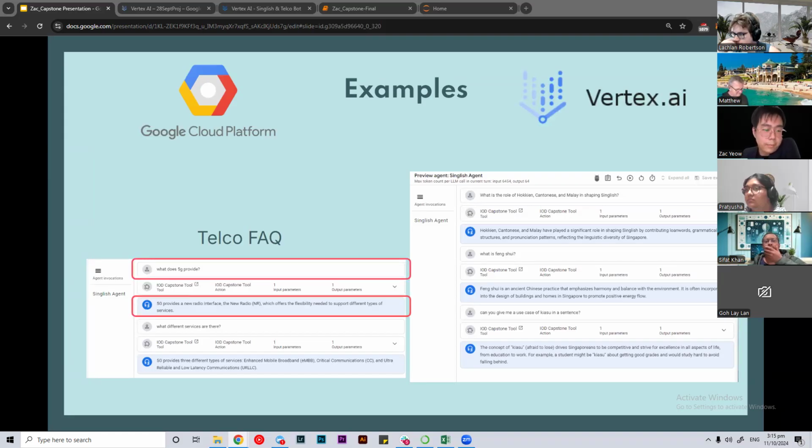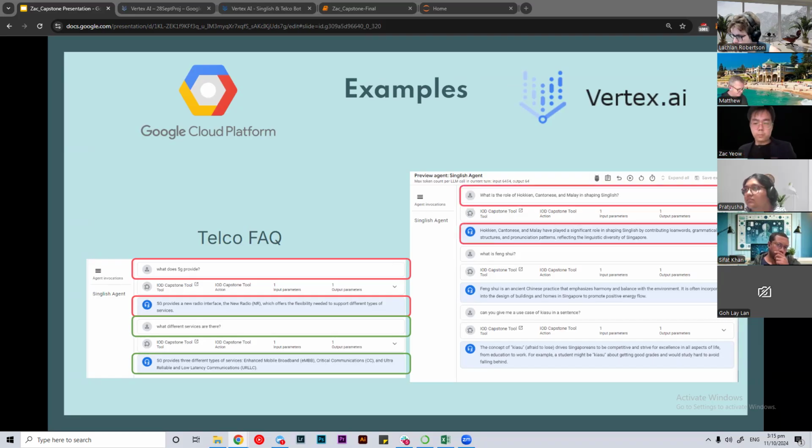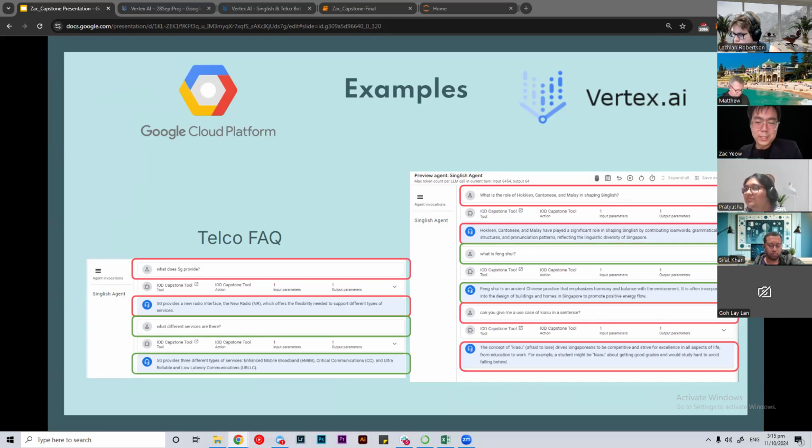In terms of the telco FAQ, if I ask my bot what does 5G provide, it provides this kind of services. And then I ask it to explain more, what kind of services are there, and it explains it out. Similarly, with the Singlish side of things, it does quite understand. So I ask what's the role of Hokkien in shaping Singlish, and it churns out the answer. Things like feng shui, really random things. I understand what feng shui was.